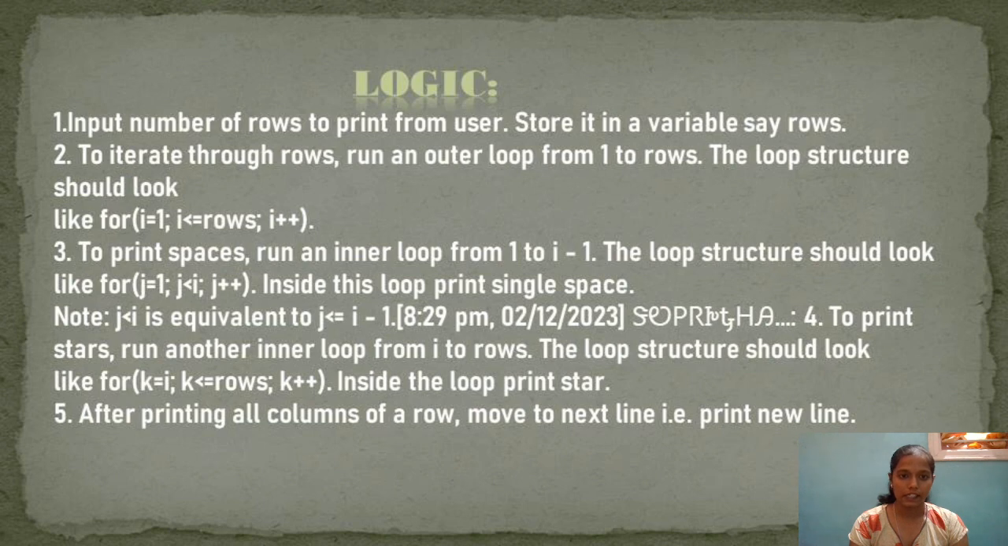Note j less than i is equivalent to j less than or equal to i minus 1. Next, to print stars, run another inner loop from i to rows. The loop structure should look like for k equals i, k less than or equal to rows, and k increment. Inside the loop, print stars. This loop will help to print the stars in a row. After printing all the columns of a row, move to the next line, that is, print a new line, which is an escape sequence called \n.